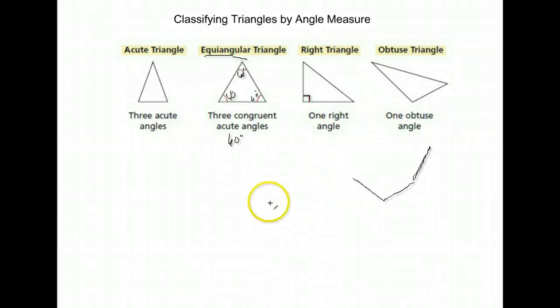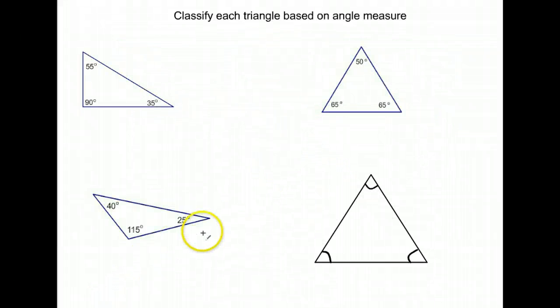Okay, so what we're going to do is pretty straightforward. We're going to classify triangles. So this first one up in the left-hand corner, let me get my little pointer. What type of triangle would that be if we classify it by angles? Would it be acute, equiangular, obtuse, or right?